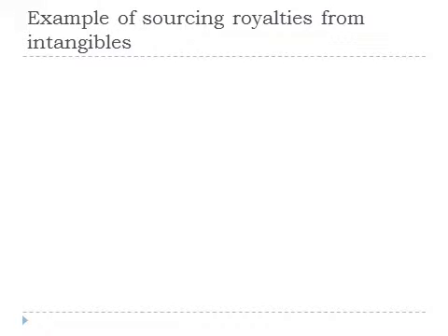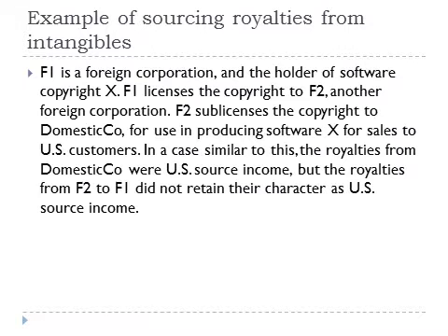Here's an example of the sourcing of royalties from intangibles. F1 is a foreign corporation and the holder of software copyright X. F1 licenses the copyright to F2, another foreign corporation. F2 sublicenses the copyright to Domestic Co. for use in producing software X for sales to U.S. customers. In a case similar to this, the royalties from Domestic Co. were U.S. source income, but the royalties from F2 to F1 did not retain their character as U.S. source income.